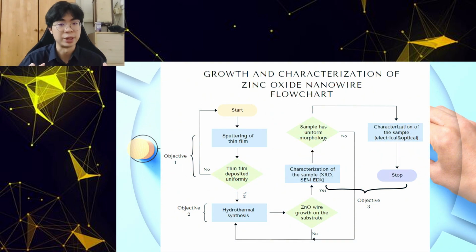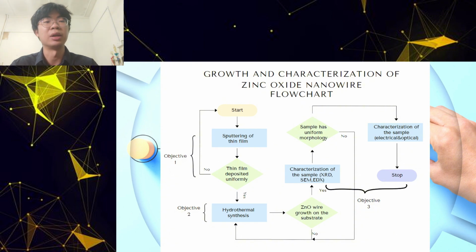And this is the flowchart of the whole procedure. Firstly, as you can see, I will sputter my thin film, which is zinc oxide of purity 99.99 on an FTO substrate, and hope that it will deposit uniformly. And I'll proceed to the hydrothermal step, where I will use a different atomic percentage of aluminium to dope the zinc oxide nanowire and make sure it grows vertically aligned. And I will characterize it with XRD, SEM, and EDX. And if the sample has a uniform morphology, then I will proceed to the last characterization, which is the optical and electrical characterization. And finally, I can get my results.